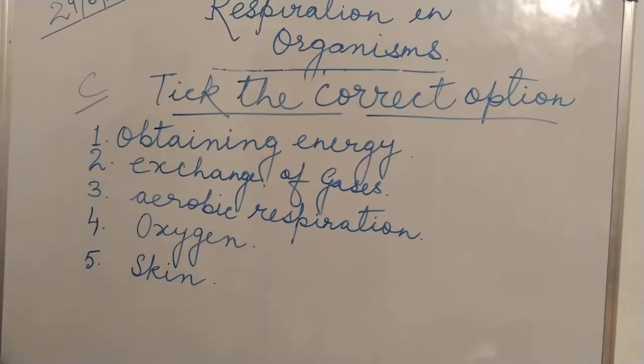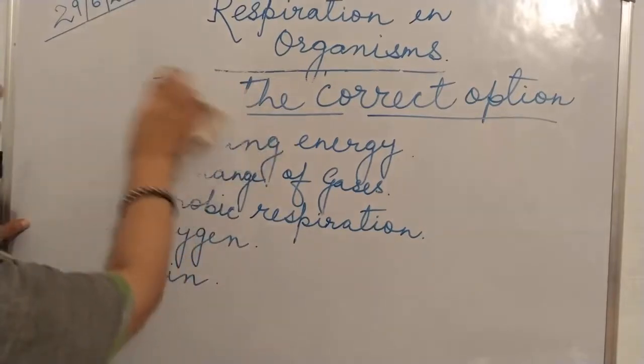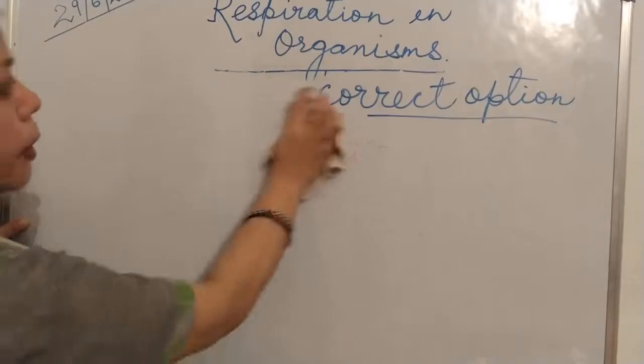Now, the second question is, name the respiratory organs of the following. So, what are the respiratory organs of crabs? The respiratory organs for crabs is... second answer I am writing.